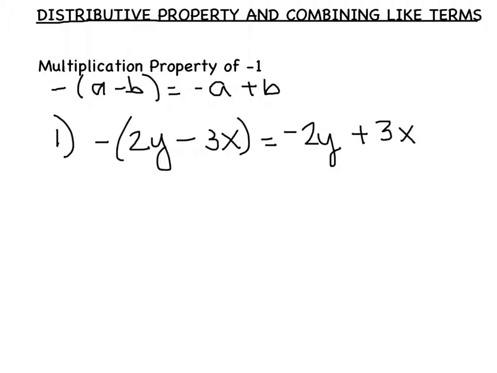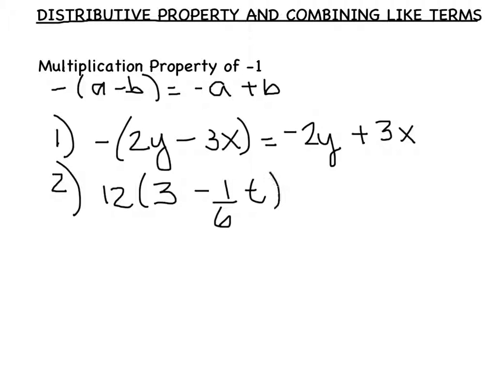Let's see example number 2. We have 12 times the parentheses 3 minus 1 over 6 t, and we're going to be multiplying using the distributive property. 12 times 3, 36.